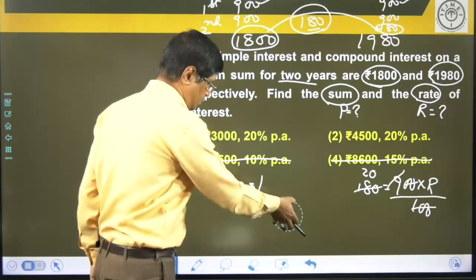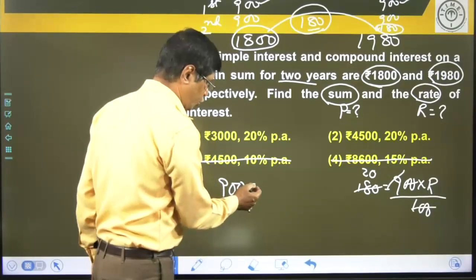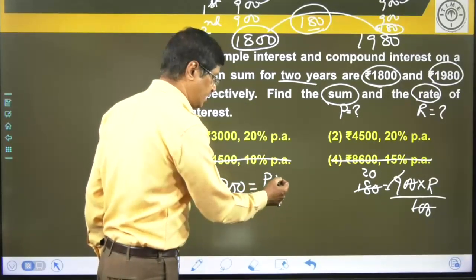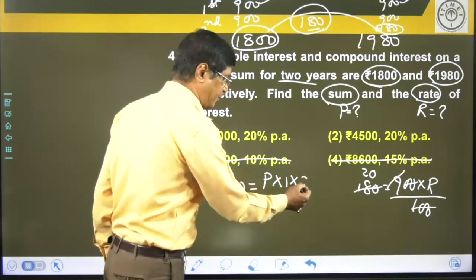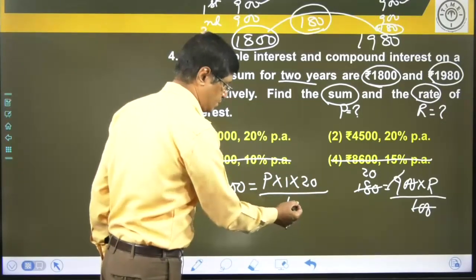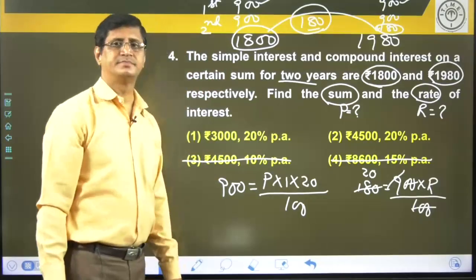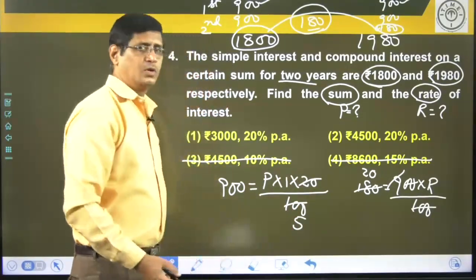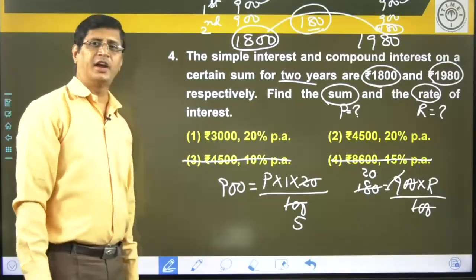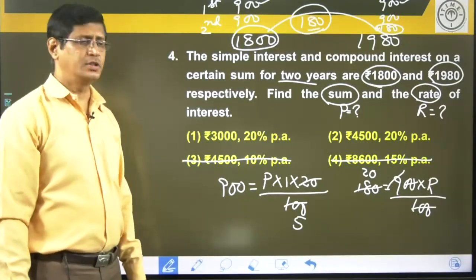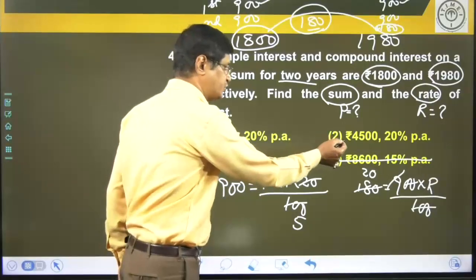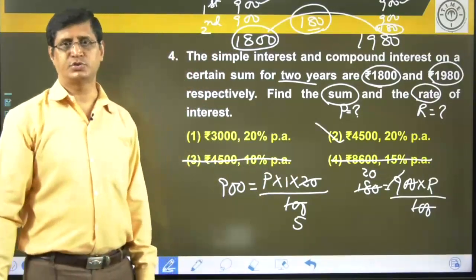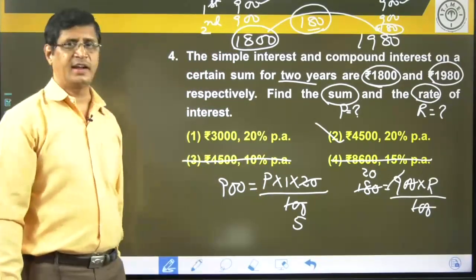900 is the simple interest. We don't know the principal. The rate of interest is 20% per annum. Simplify this. 20 goes exactly 5 times in 100. 5 into 900. 9 times 5 is 45. So, what is the right option? Choice 2. Second option is the right answer.